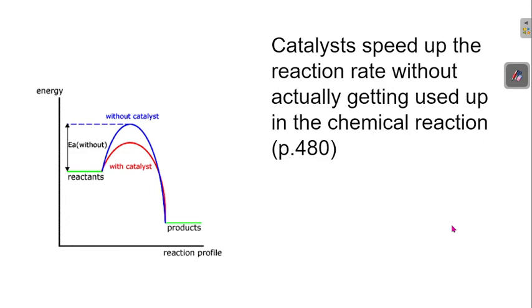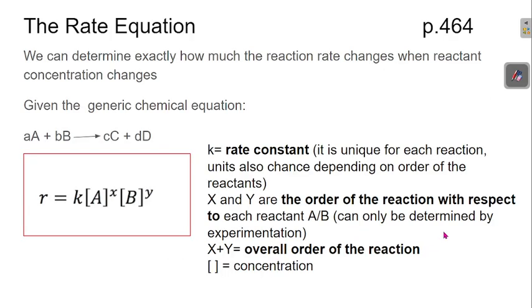This is on page 480. So here you have an exothermic reaction. See, the reactants are up here, the products are lower, so this is exothermic. We already know about activation energy. And here we have the activation energy without the catalyst. So you need a lot more activation energy. And here's the activation energy with the catalyst. So catalysts work by lowering the activation energy needed to start that reaction. So that reaction can proceed faster. And they don't get used up.